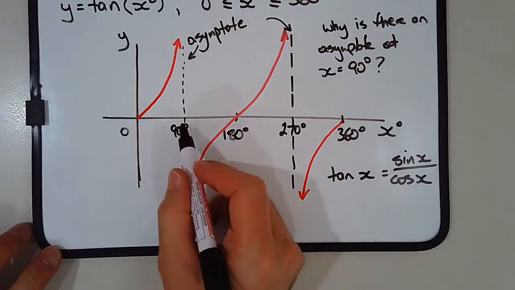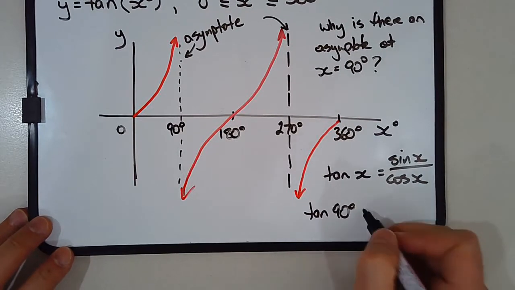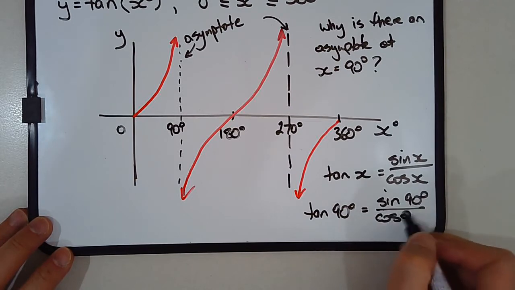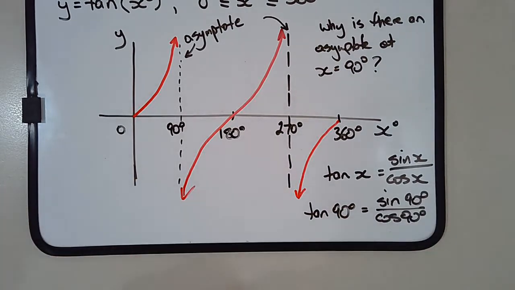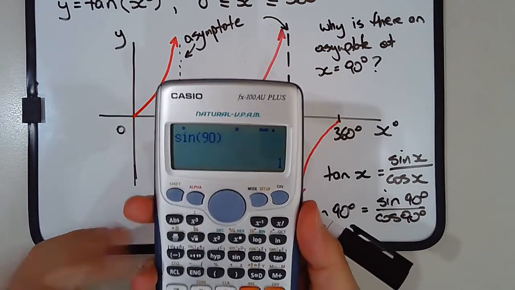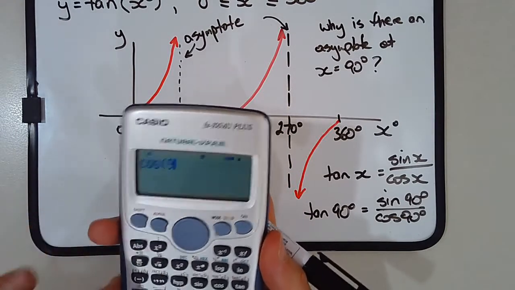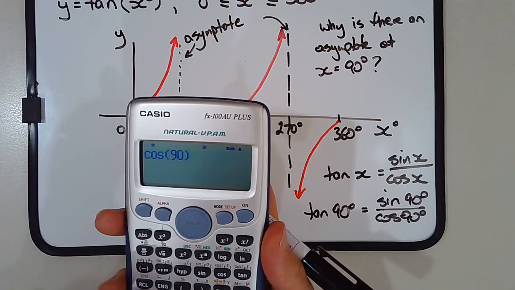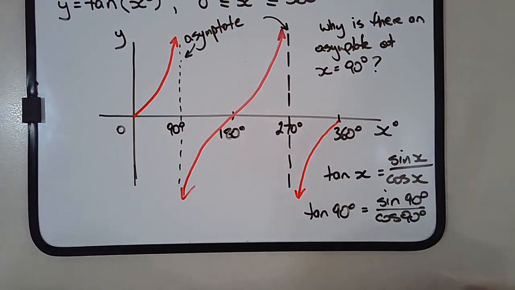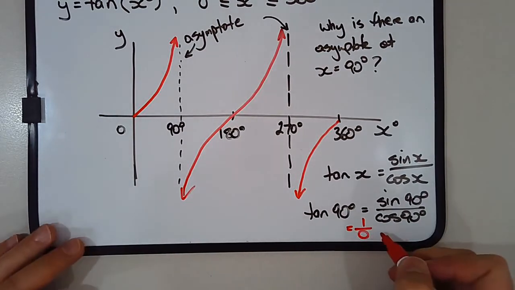Now, x is 90. So tan of 90 degrees is equal to sine of 90 degrees over cos of 90 degrees. Now, sine of 90 degrees is a nice, well-behaved number, isn't it? Sine of 90 is 1. Great. We've got a numerator of 1. But what happens when you have cos of 90? Remember what the graph looked like? Cos of 90 is 0. Uh-oh. So you've actually got a situation of 1 over 0.